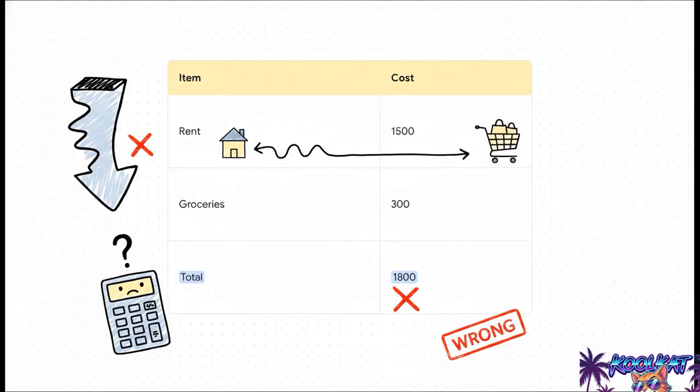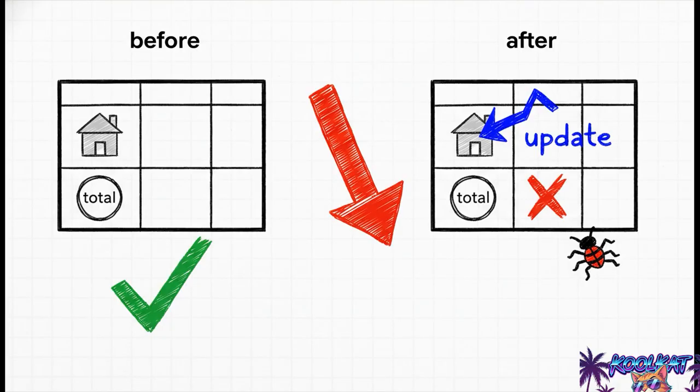And sure, it looks right, but this is a trap. Because here's the trap. What happens next month when your rent goes up to, say, $1,600? You remember to update the rent cell, but oops, your total is still stuck at $1,800. It's now wrong. You have to manually find that mistake and fix it.